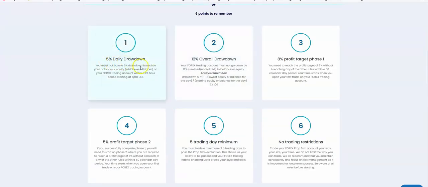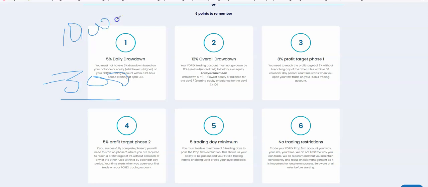Then you have the rule, a 5% daily drawdown. You must stick to that. That means if you lose $300 on any account, for instance, let's say on a $10,000 account, you lose $300, you should be done for that day. Don't trade anymore. Forget it. Even $200, that's 2% already in your account. You should be done for that day.